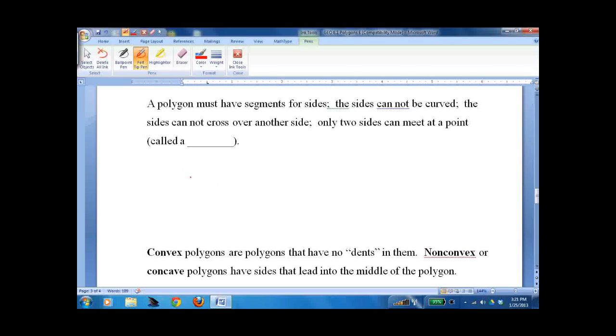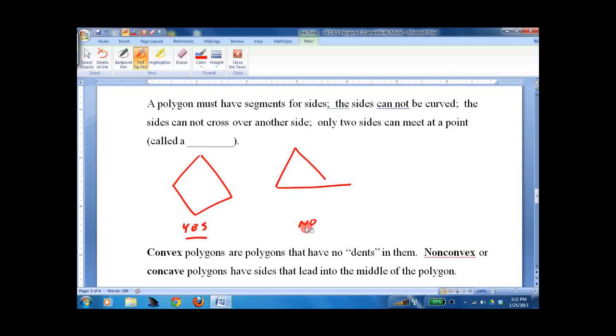Sides can't be curved. So we'll write down yes or no. Is this a polygon? Yes. Is this a polygon? No. Sides don't meet. No. No. Or you could say this last one is 2 polygons, but we're going to go with no because it's got an overlap.